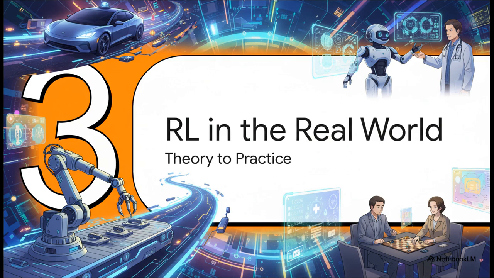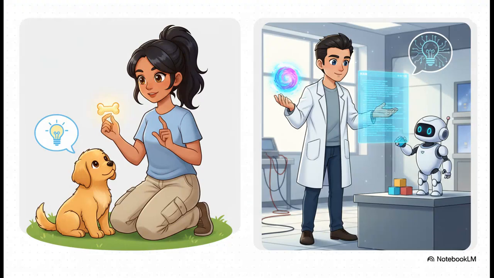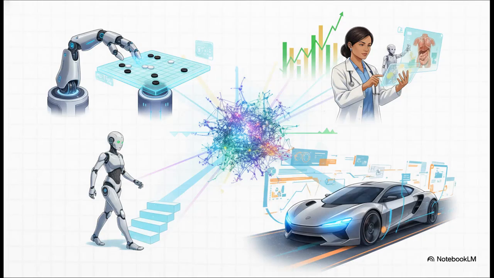Let's take a look at some of the absolutely mind-blowing things RL is doing out in the real world. That dog training example we keep coming back to? It's honestly a perfect analogy. The dog is the agent, the treat is the reward, and that whole set of tricks it learned becomes its policy. We're doing the exact same thing when we train an AI. It's just happening on a scale and at a speed that's almost impossible to comprehend. And the results are just staggering.